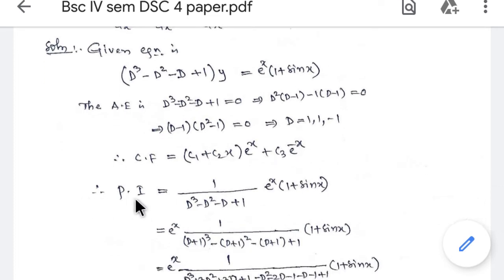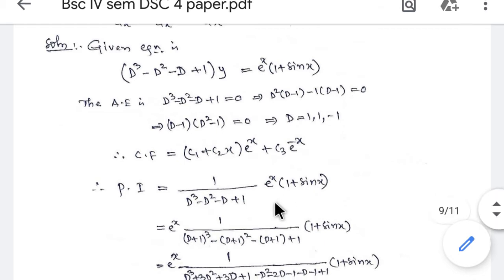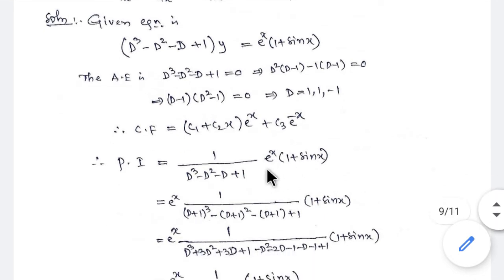Now the particular integral. Particular integral equals 1 by f(D), the symbolic coefficient of y. Here f(D) is D cubed minus D squared minus D plus 1, operating on the RHS, which is e raised to ax into V, that is, e raised to x into bracket 1 plus sin x. So shift this e raised to ax from the right side of the operator to the left side of the operator 1 by f(D), provided you change D to D plus 1.